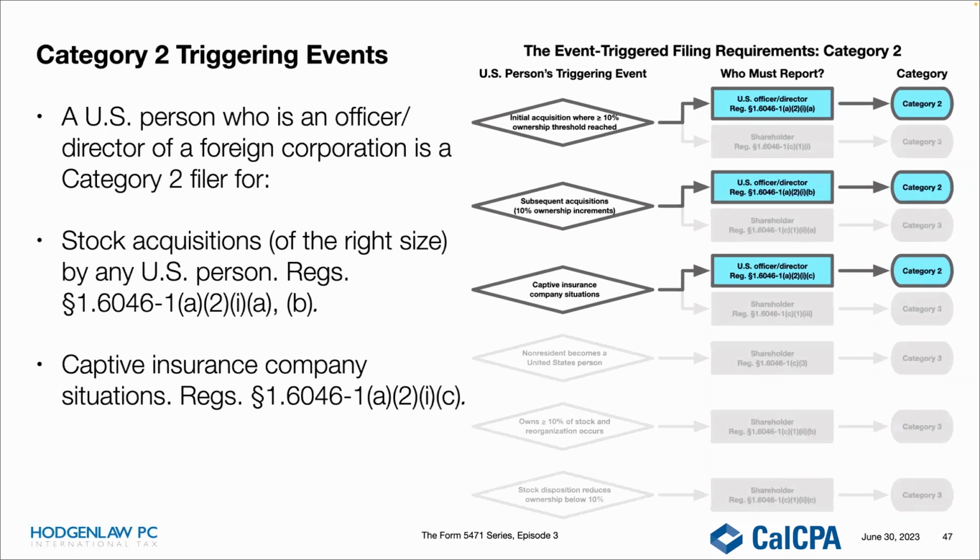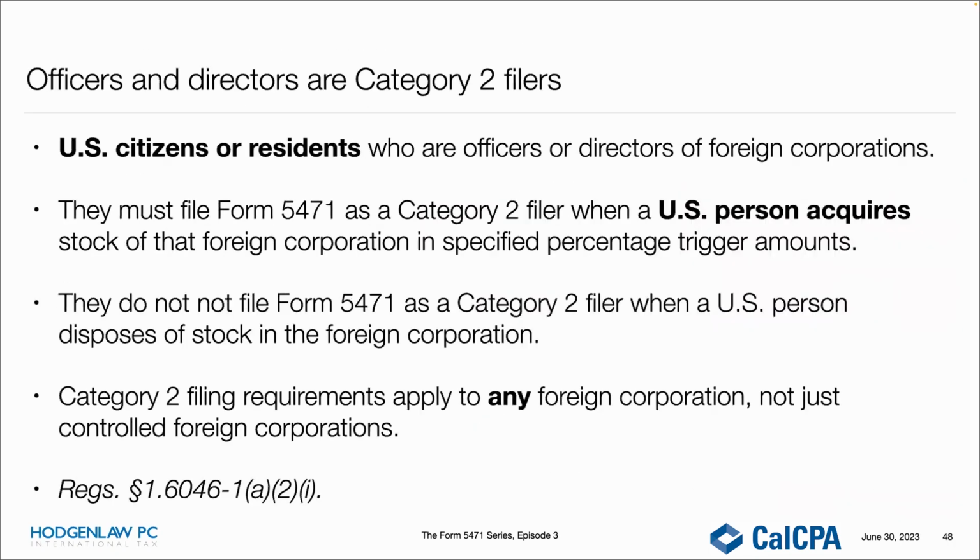Captive insurance company situations, I got that there just as a bookmark so you don't forget about it in case it matters to you. So important thing to watch. The only thing that matters for a U.S. person who is an officer or director is acquisitions, and acquisitions of the right amount that push you over the right thresholds. Who are officers and directors? U.S. citizens or residents. Implication, only humans, right? So if you have corporate director, doesn't apply.